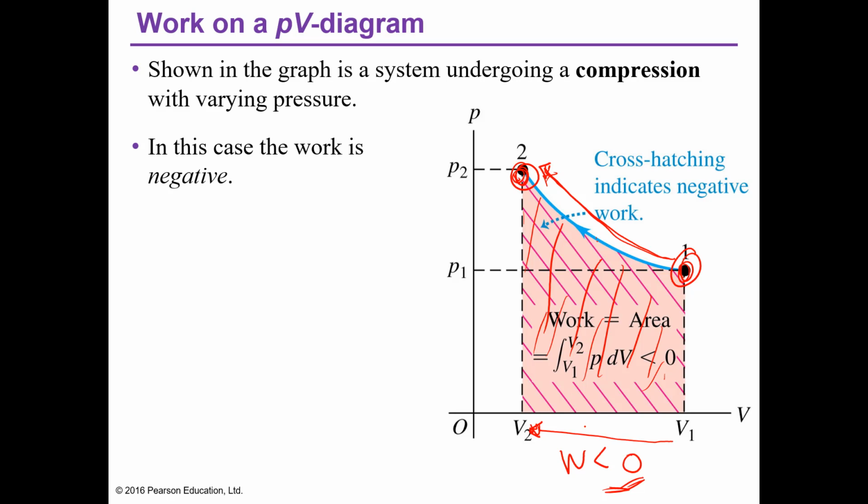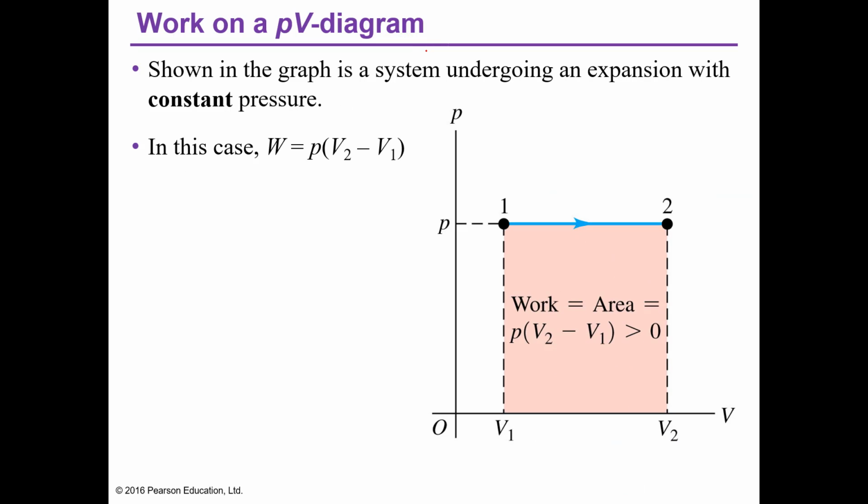Okay? So we now know how to read the PV diagram. The area under that curve is your work done in our PV diagram. How about this? In this figure, it is a system undergoing an expansion with constant pressure. Right? This is my state 1, and then you increase the volume while your pressure is constant. Your pressure stays the same. And then you are changing your state from state 1 to state 2.